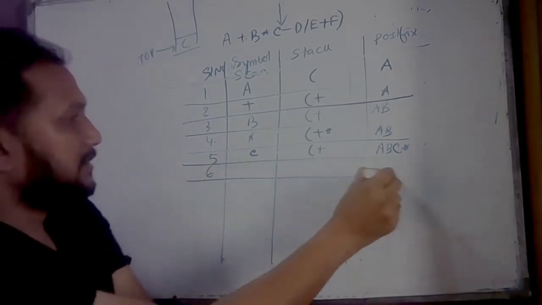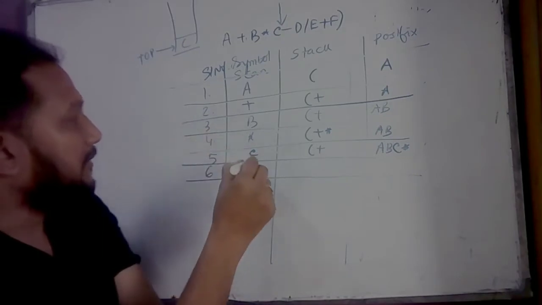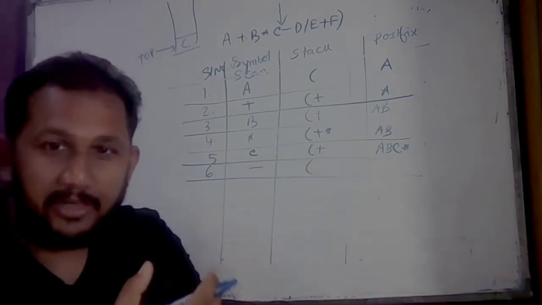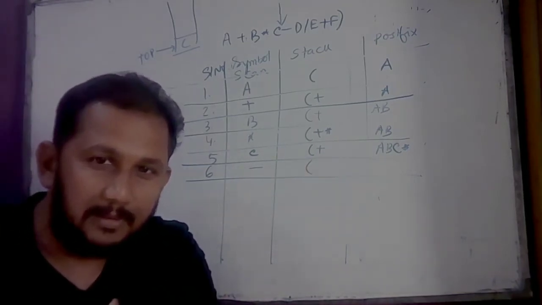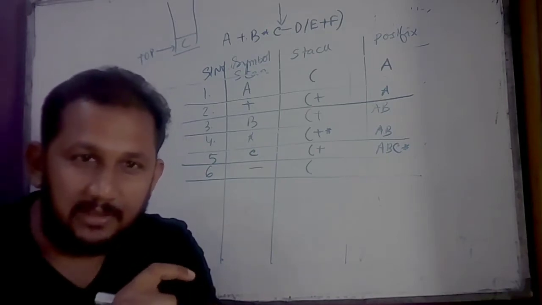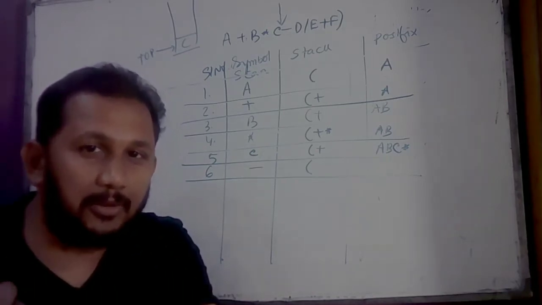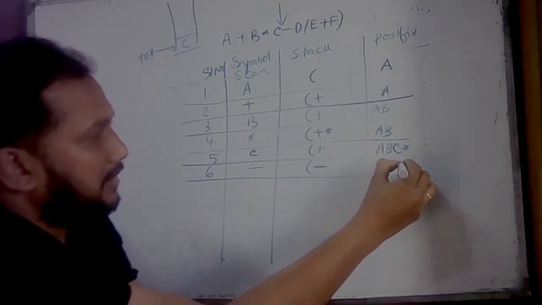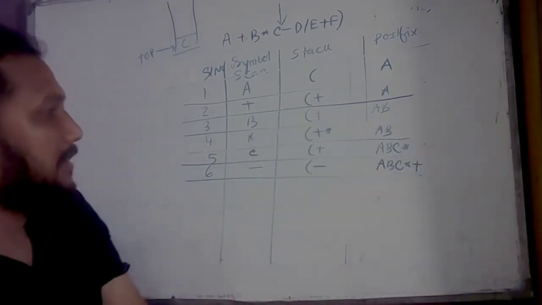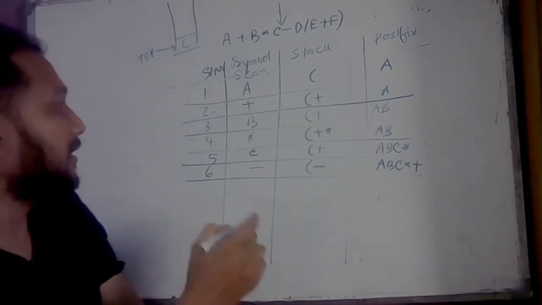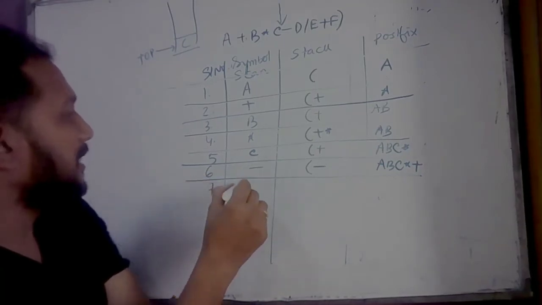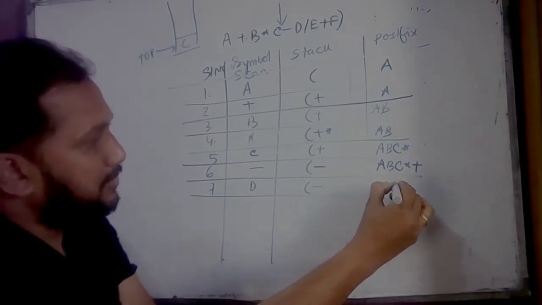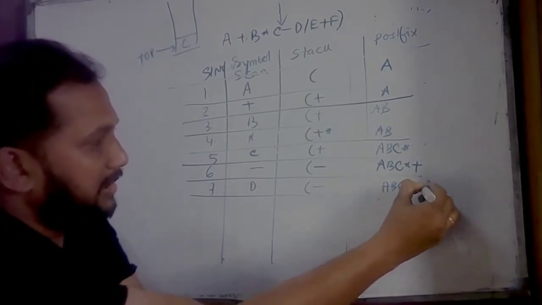Now serial number 6. C is now followed by minus. There is a plus and minus. When minus arrives, the priority of plus and minus are the same. But as plus arrived first on the left hand side, plus will be popped out from the stack. Then when minus enters, plus will be popped out. This is ABC multiplication plus. Now the D is there. 7th is D. That is ABC multiplication plus D.